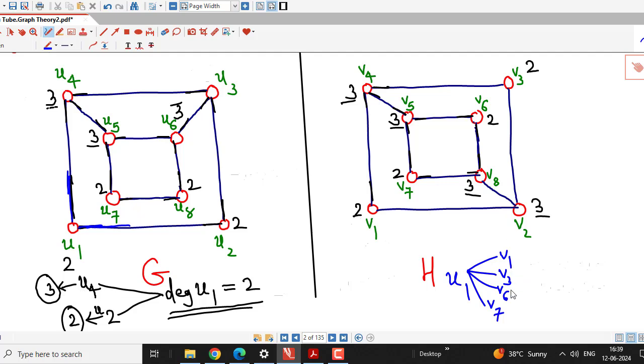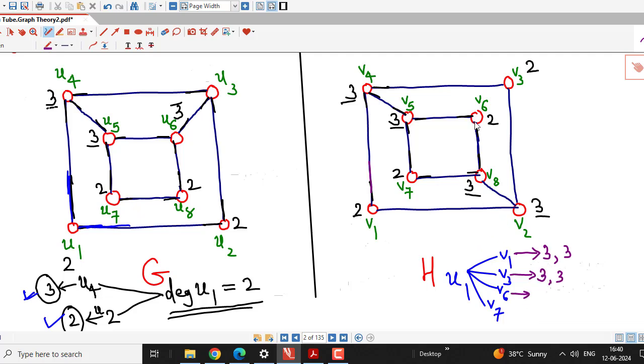So we have to find out that vertex among all these vertices which is adjacent with two vertices having degree 2 and 3. So now we check that these vertices are adjacent with which vertices and what are their degrees. So from graph H we can see that v1 is adjacent with v4 and v2 and both are of degree 3. What about v3? v3 is adjacent with v4 and v2 and both are of degree 3.